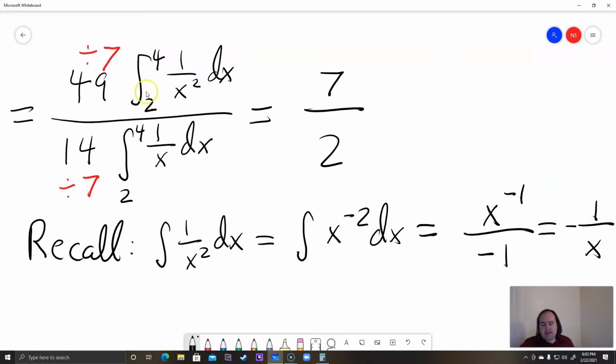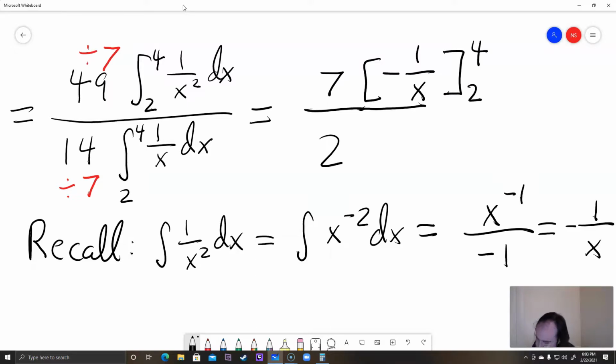Of course, if it were an indefinite integral, we would write negative 1 over x plus c. But here, because this is a definite integral where we're going to plug in numbers, we just write negative 1 over x. So this integral in the numerator is going to be negative 1 over x, evaluated from 2 to 4. And then in the denominator, we already did this integral. The integral of 1 over x is natural log of absolute value of x. So in our denominator, we have that again.